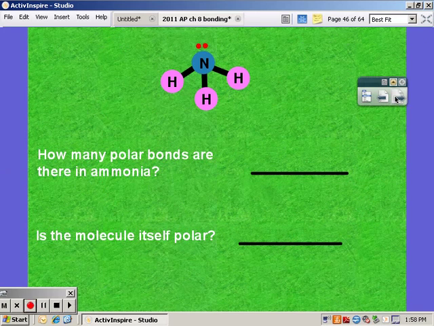And pause the video and try this one on your own. Looking at the chart, all the bonds are polar, and the molecule is polar due to the lone pair on nitrogen.